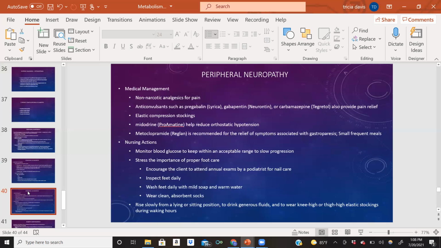And then we want to encourage them to rise slowly from lying or sitting position. We want them to drink generous fluids and to wear knee-high or thigh-high elastic stockings during waking hours.